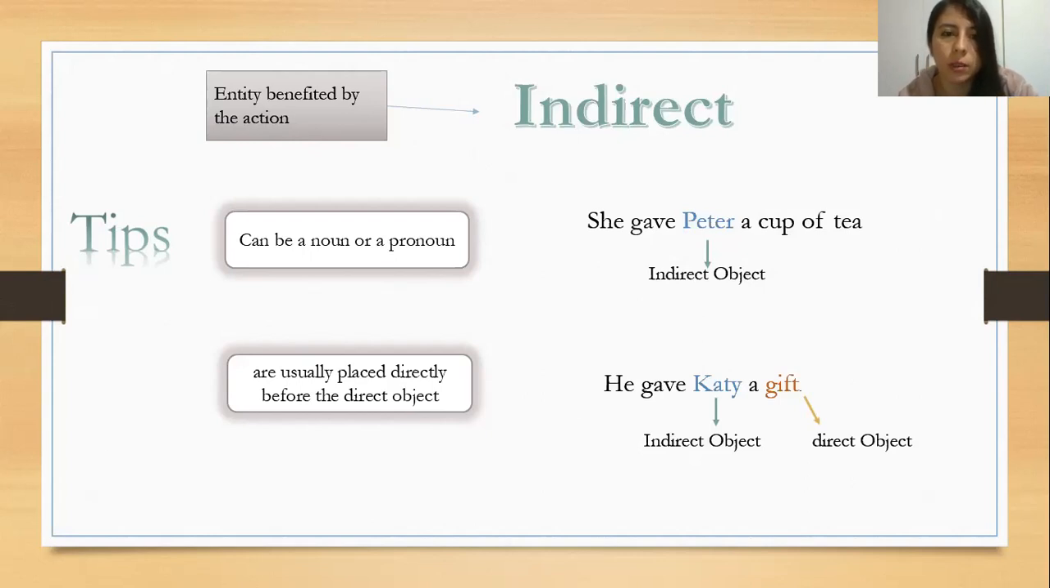The indirect objects are usually placed directly before the direct object. We can see it in this example: he carried a gift. The indirect object is carry and the direct object is a gift. So we can notice that the indirect object is before the direct object.